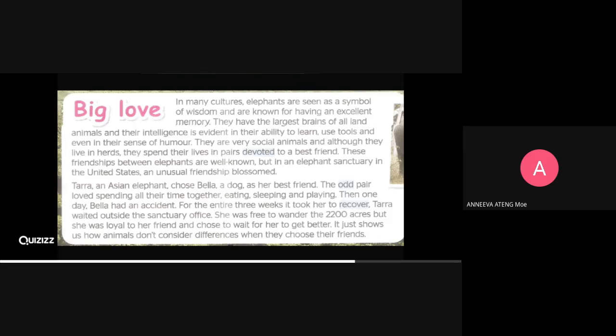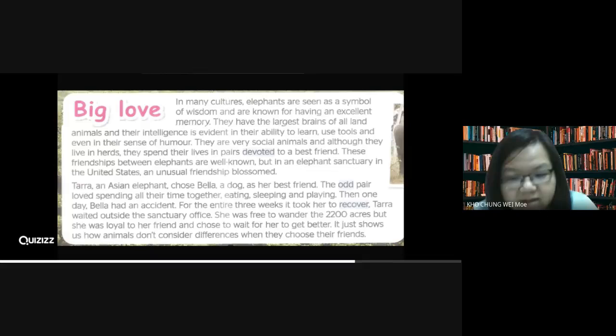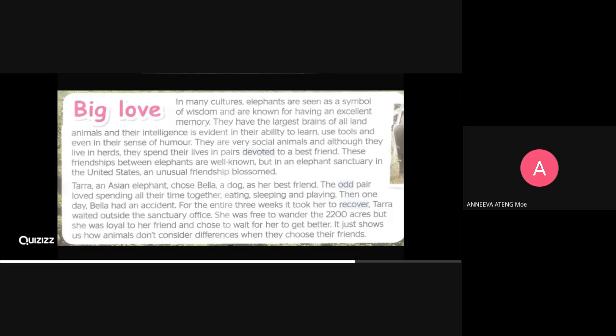For an entire 3 weeks, it took her to recover. Tara waited outside the sanctuary office. She was free to wander the 2,200 acres, but she was loyal to her best friend and chose to wait for her to get better. It just shows us how animals don't consider differences when they choose their friendship and when they choose their friends.